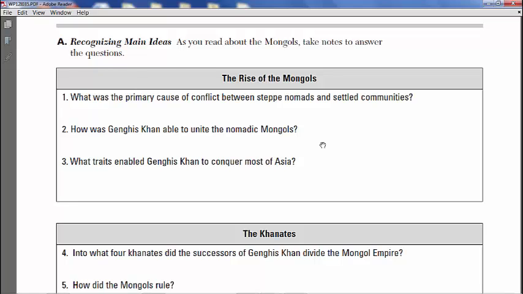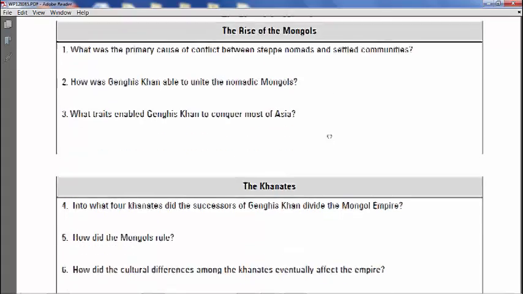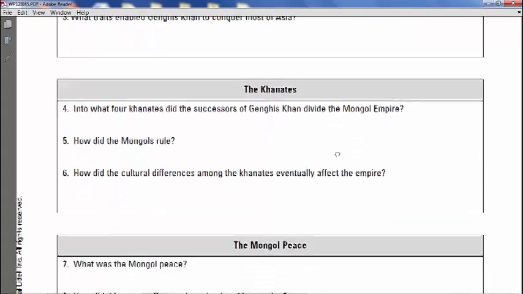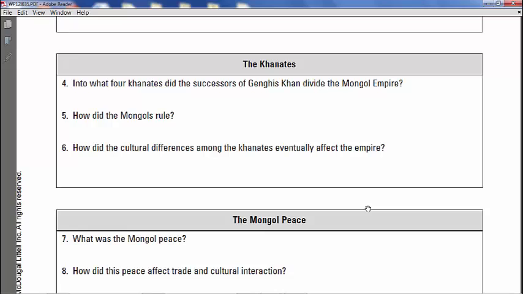Any enemy he conquered, he would take their weapons, modify them, make them better for his soldiers, and kill his other enemies. Number 4, the Khanates. Into what 4 Khanates did the successors of Genghis Khan divide the Mongol Empire? That was also on Crash Course. You had the Great Khan, which was in China, the Khanate of Jagatai, which was in Central Asia, I think it's the Il-Khanate, which is Persia basically, and the Khanate of the Golden Horde, which is in Russia.